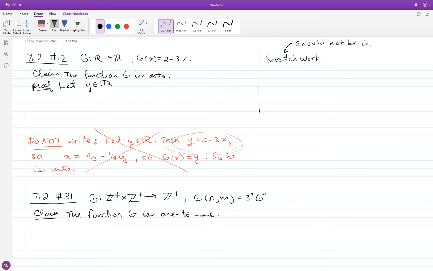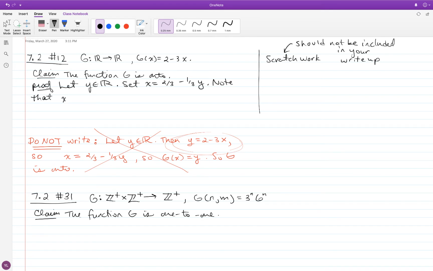So y equals 2 minus 3x is a perfectly good way of starting your scratch work, because you've got to figure out what x should be in order for that equation to be true. But that is all written off to the side. And just in general, all the scratch work that goes into the proof, don't even include it in your homework or exam at all. Do it off to the side, and then come back to the main body of the proof and write nicely.